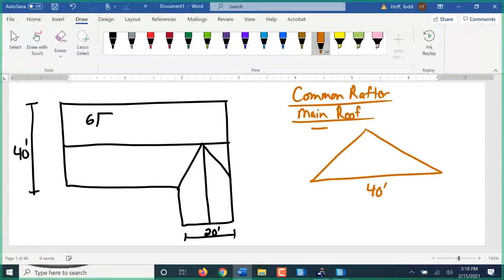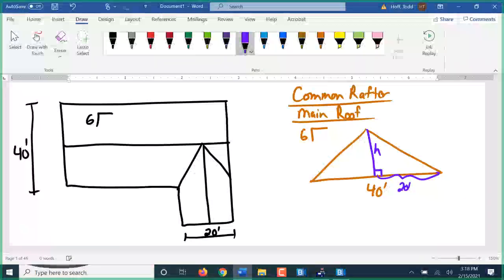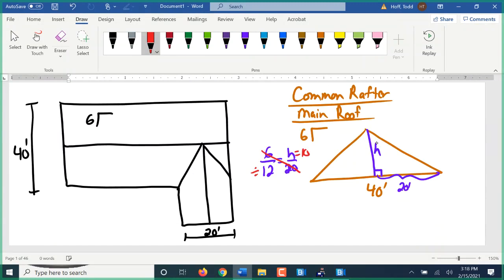40 foot span. So again, the first thing we have to find to do that is the height. You're still drawing the picture for a second. When you take the 20, like when we split that in half, it's going to be 20 here. What's our proportion going to be here? 6/12, 7/12. Perfect. So we cross multiply and divide here. We get H is 10 feet.